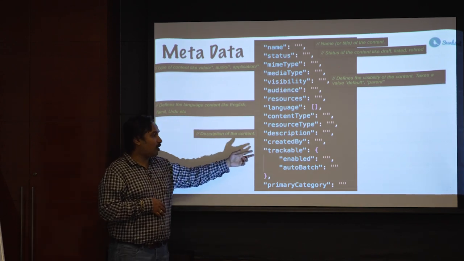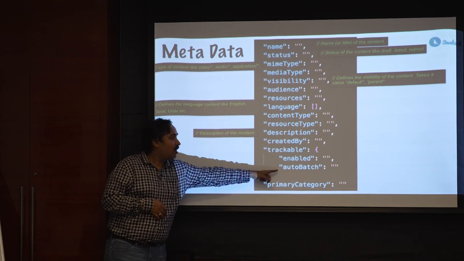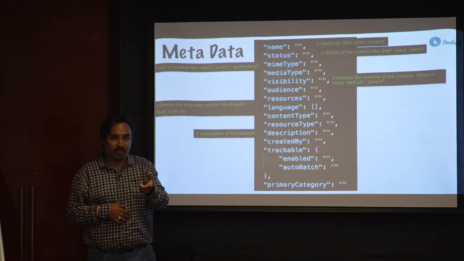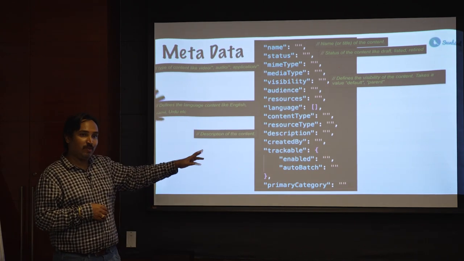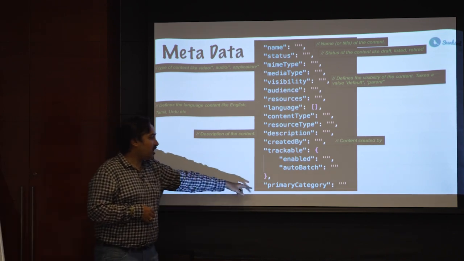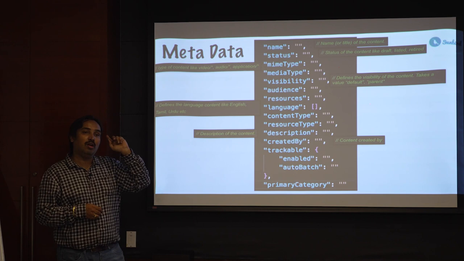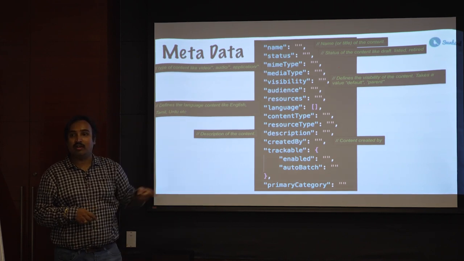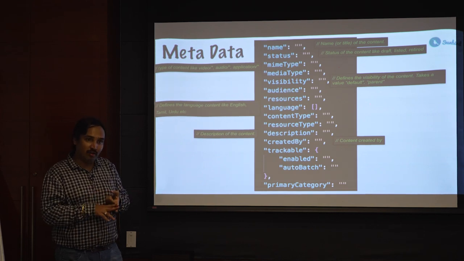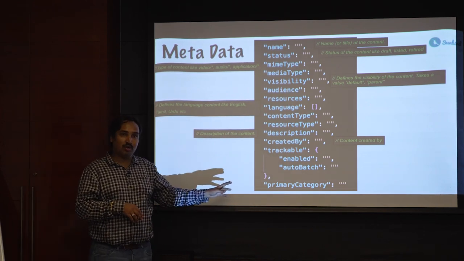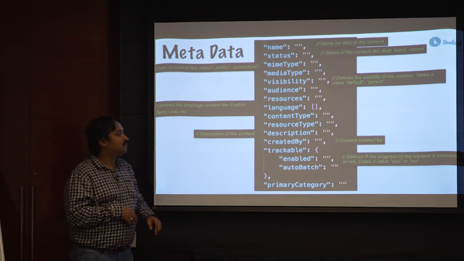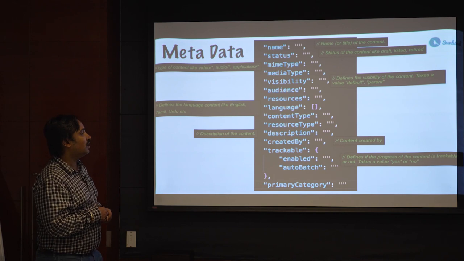When the trackable property is enabled as true, it also associates itself with the auto batch, the batch creation process. Further, we will explain this. This video will continue to explain some of those things. Primary category is a user story. How should the user identify this content? Is it a learning material for me? Is this digital textbook content for me? Is it an e-textbook or is it a web series? That comes in the primary category. Let's move ahead.